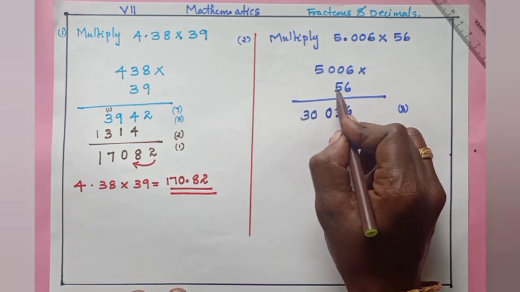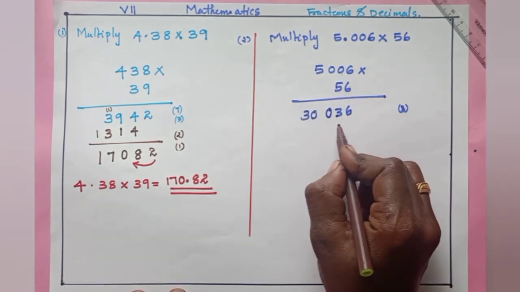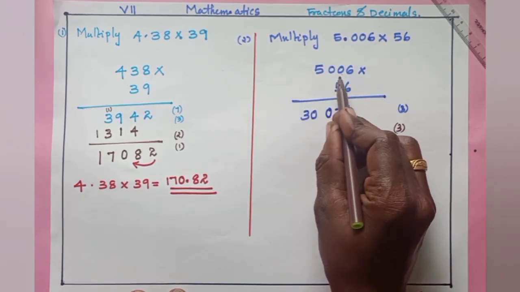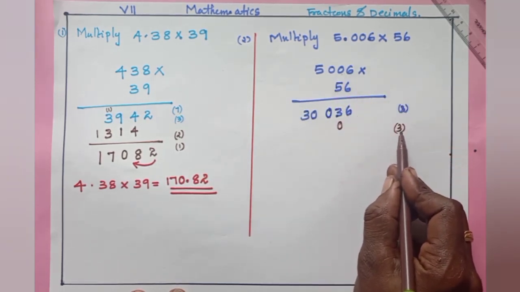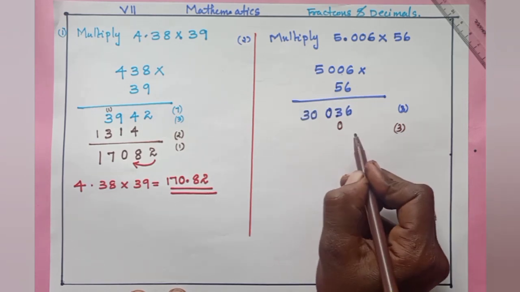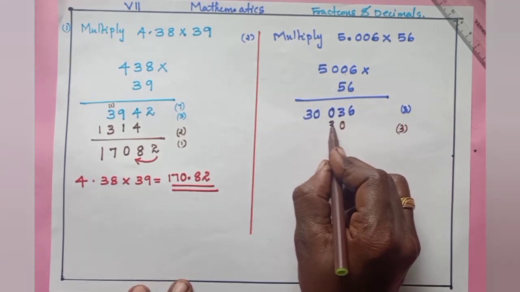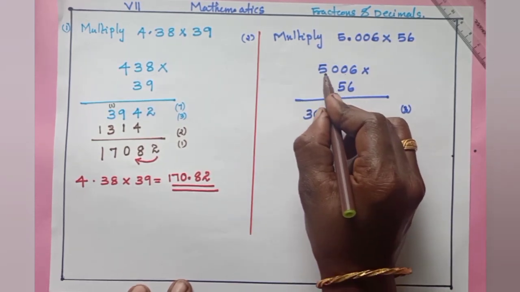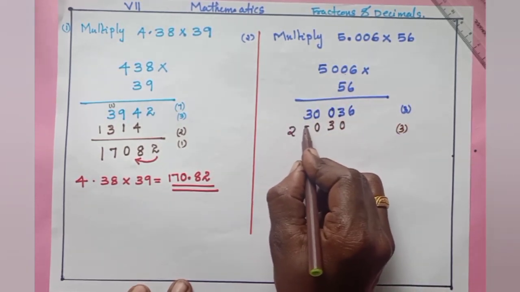Next, multiply by 5. 5 into 6, 30, 3 balance. 5 into 0, 0, but plus this remainder 3. 0 plus 3, 3. 5 into 0, 0. 5 into 5, yes, 25.